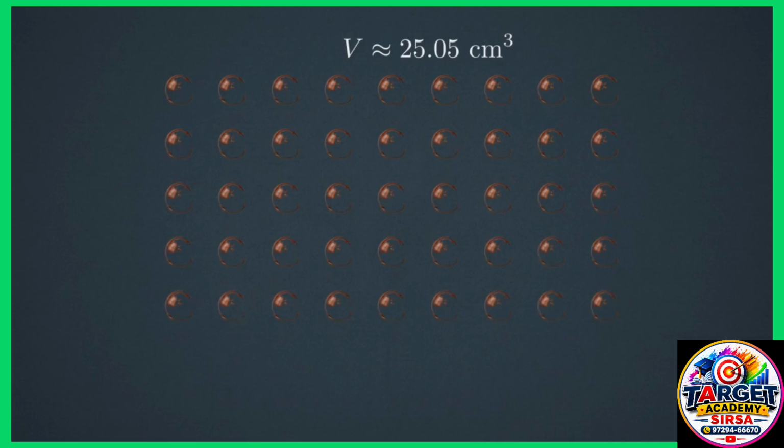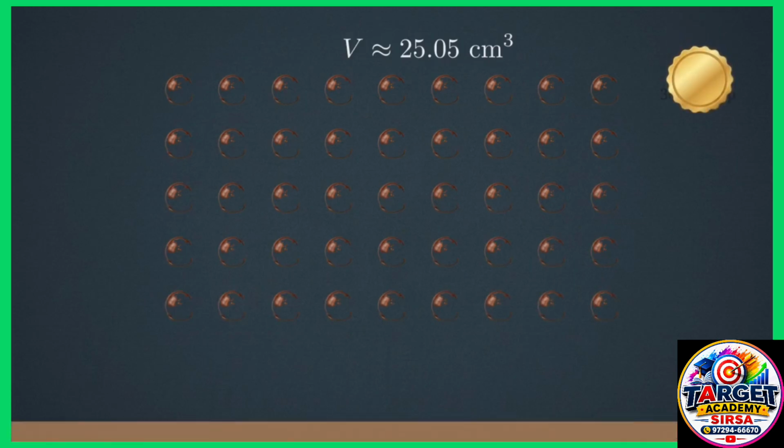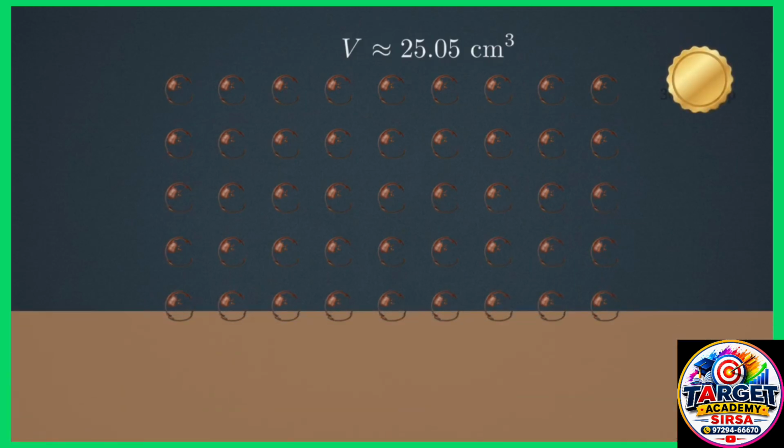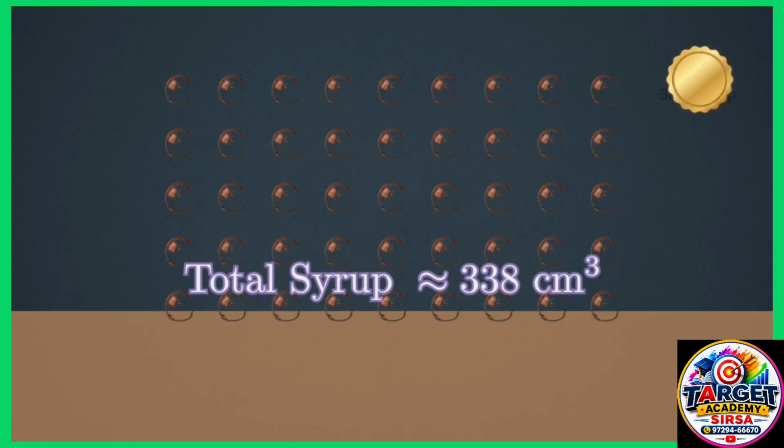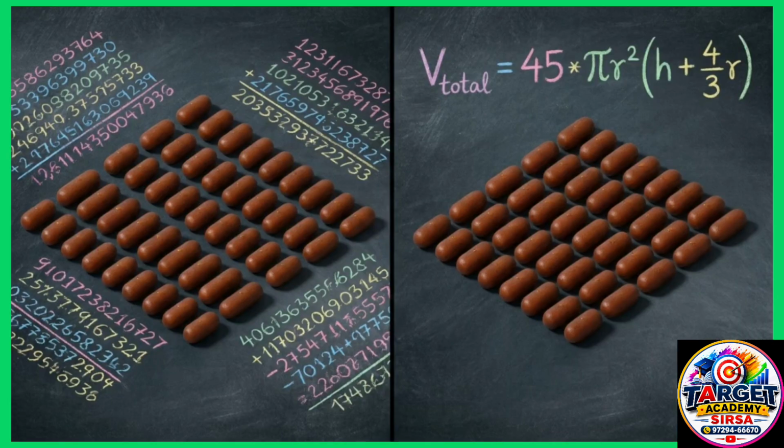We multiply that result by 45 to account for the entire batch. Finally, we multiply that batch volume by 0.30 to calculate the 30% syrup concentration. The result is approximately 338 cubic centimeters. Scaling up to dozens of complex items isn't about raw calculating power. It requires setting up your algebraic structure correctly before you begin solving.